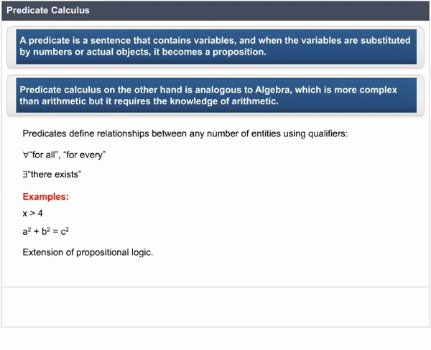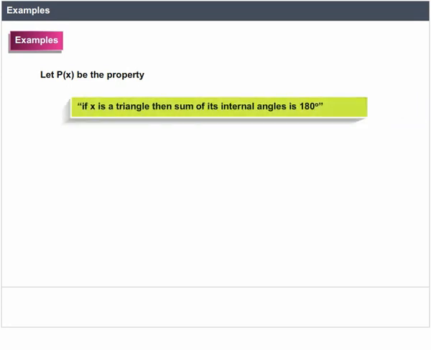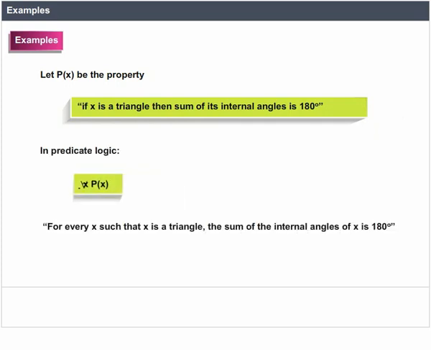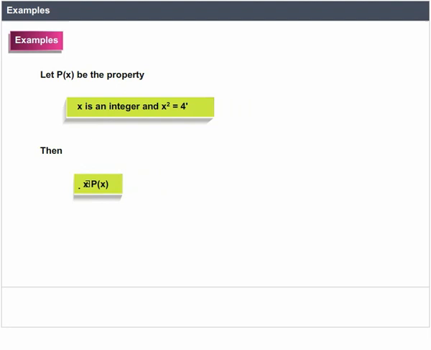Extension of propositional logic. A predicate is just a property. Let p of x be the property: if x is a triangle, then the sum of its internal angles is 180 degrees. In predicate logic, for every x, p of x: for every x such that x is a triangle, the sum of the internal angles of x is 180 degrees. Example: let p of x be the property x is an integer and x squared equals 4. Then there exists x such that p of x: there exists x such that x is an integer and x squared equals 4.